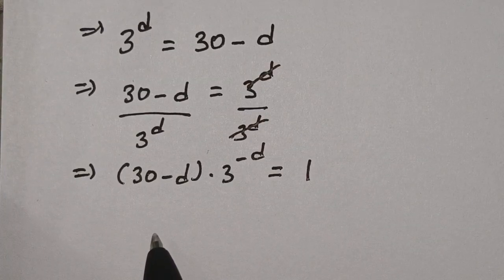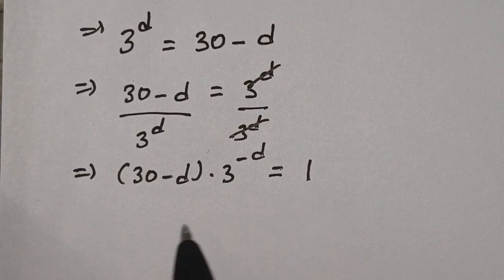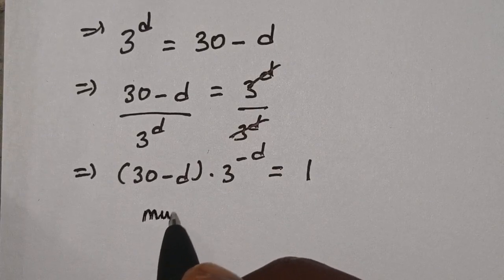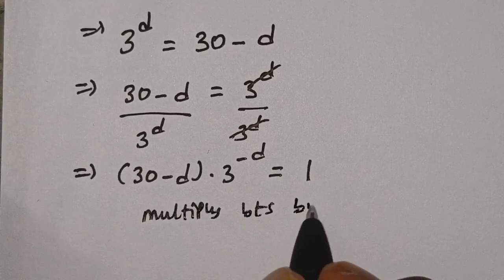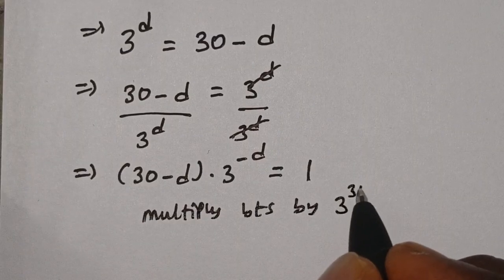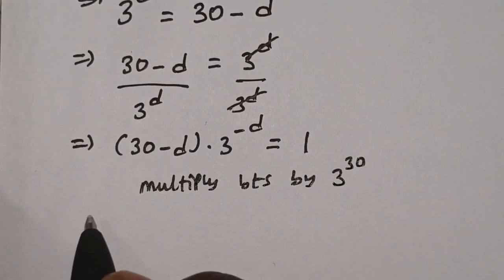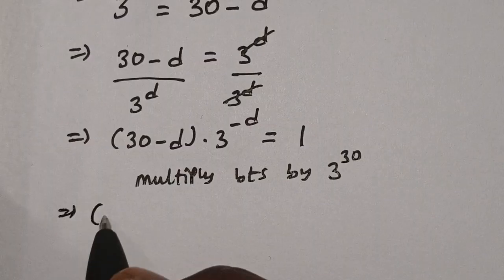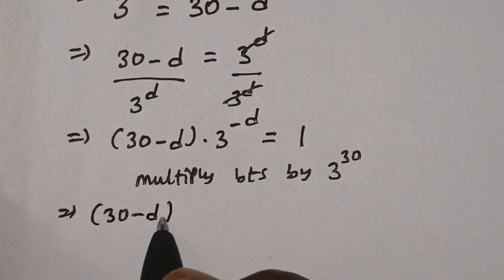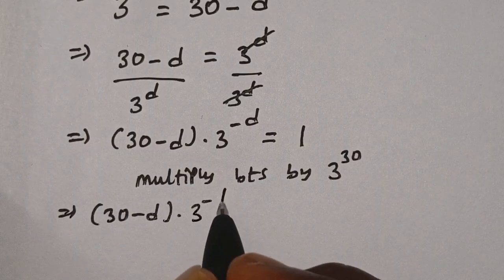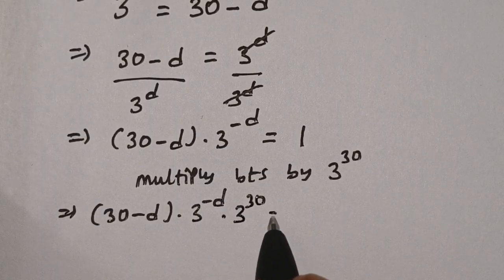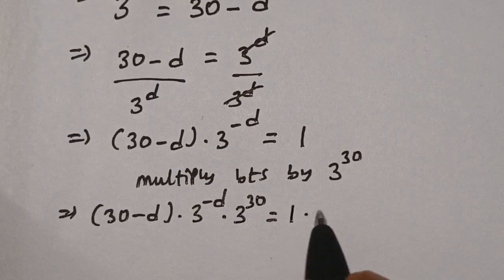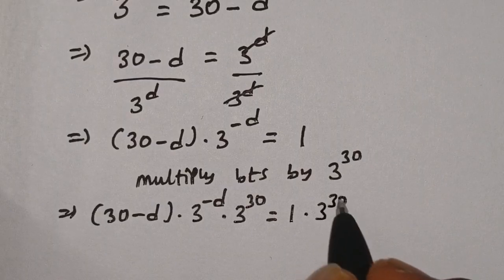Now let us multiply both sides by 3 to the power of 30. So that will be 30 minus d times 3 to the power of minus d times 3 to the power of 30 equal to 1 times 3 to the power of 30.